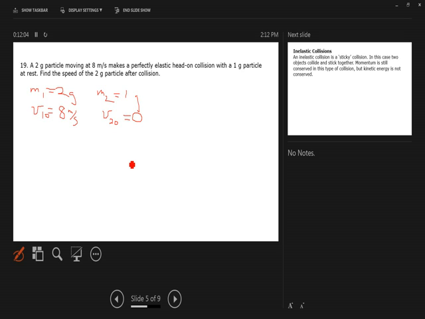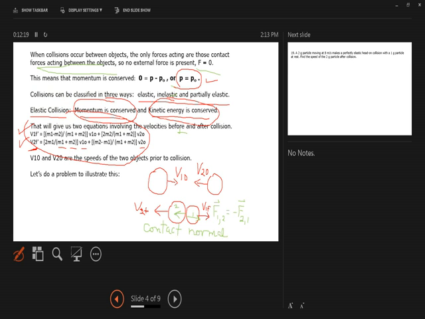Right? So if you go back to the previous page, or look it up in your book, when you have one of the particles at rest, it really simplifies the two equations. If we go back to these two equations that I've circled, notice that V20 is on the end of both those equations. It's going to kill both of those terms. We're only going to have the first two terms. So let's take a look at V1F.